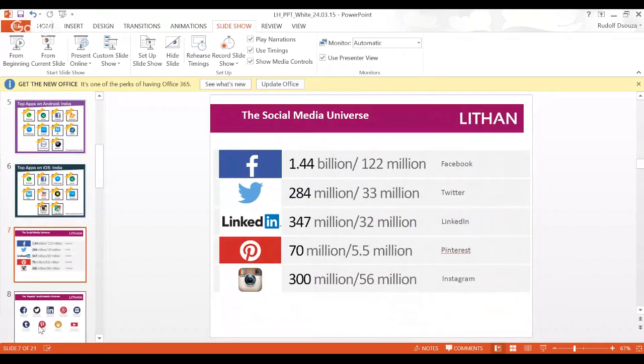Now let's take a look at the social media universe. When you take a look at the social media universe, you'll see that Facebook is the clear leader when it comes to global numbers on the left as well as India numbers on the right. You have Twitter and LinkedIn closely following Facebook. Then you have Pinterest and Instagram, which are catching up. You'll see that Instagram actually has more users than Twitter and LinkedIn.